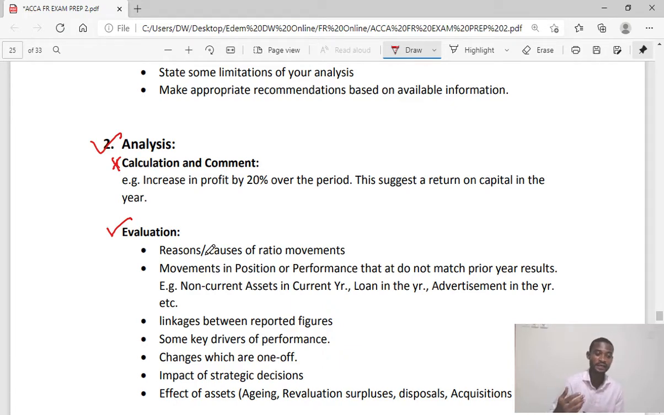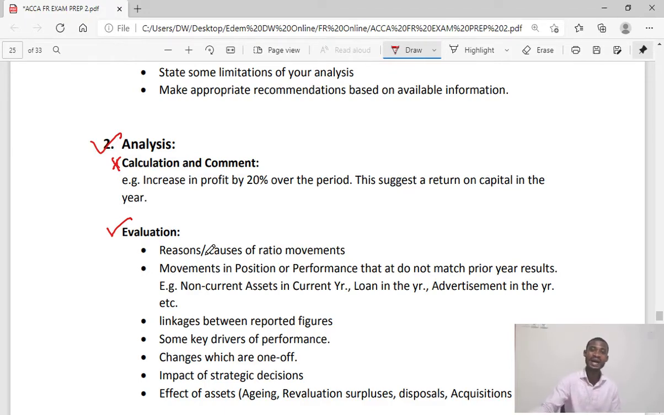So I have here, look at reasons or causes of ratio movement. For example, movement in position or performance that do not match. So for example, there has been an acquisition of assets in the current year. If there has been an acquisition of assets in the current year, the depreciation, for instance, on these assets will go up. And this depreciation would increase operating expenses. And that could be the reason why the operating margin has declined. So you should be able to explain.